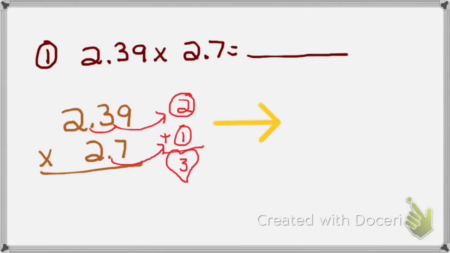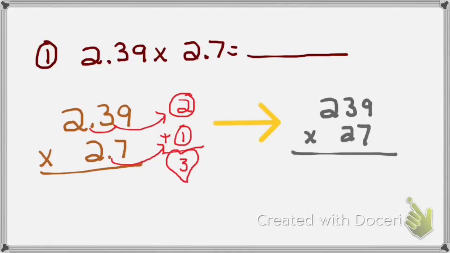So what does that mean as a math problem? Since I've danced them both out, I have 239 times 27 because we've removed the decimals from the problem. Well, we know how to solve a problem like this, so let's move to scrap paper and solve this problem the way we like best.